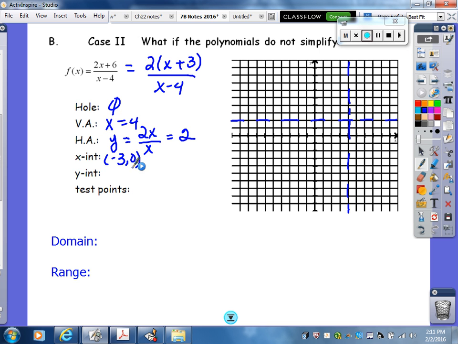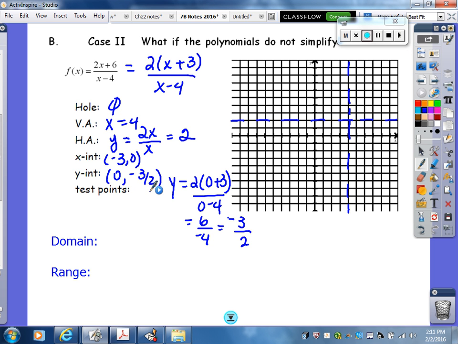My y-intercept, I'm plugging 0 in for my x's. So I get 6 over negative 4, which is negative 3/2. So 0, negative 3/2. All right, let's graph what I have and see what else I need. Remember, I want 3 points on each part of my graph. Because I have one vertical asymptote, I know I'm going to have 2 parts of my graph.